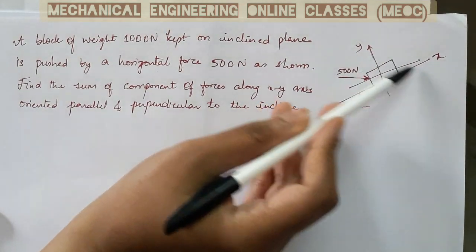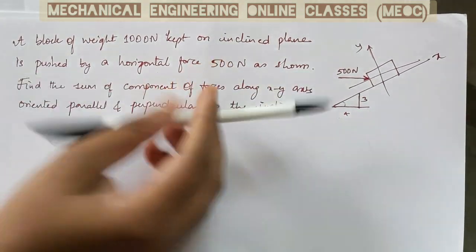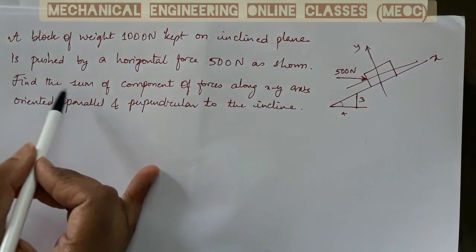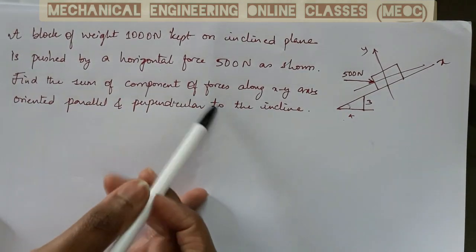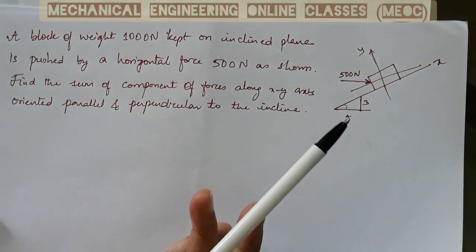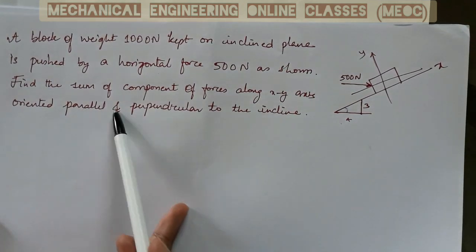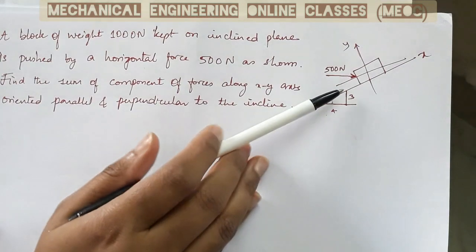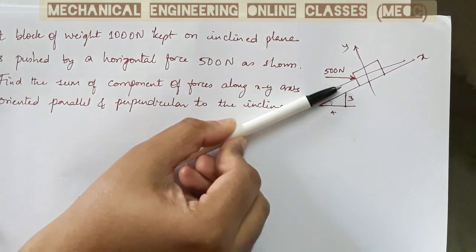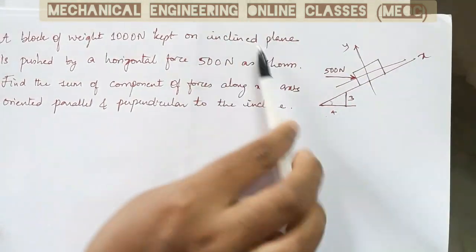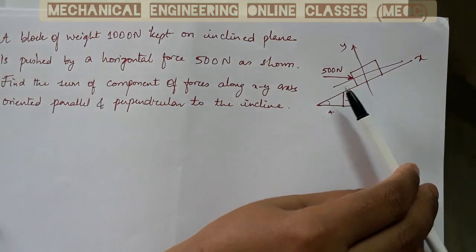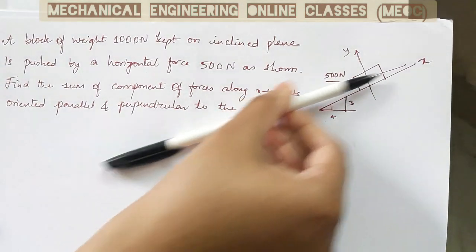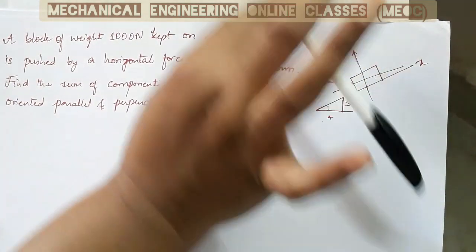So this is a block that is kept on the inclined plane and it is pushed by a horizontal force, that is 500 Newton. We have to find the sum of component of forces along xy axes, one oriented parallel and the other oriented perpendicular to the incline. So we have to find the sum of forces acting along the inclination and the sum of forces acting perpendicular to the inclination. So we have to find sigma Fx and sigma Fy.